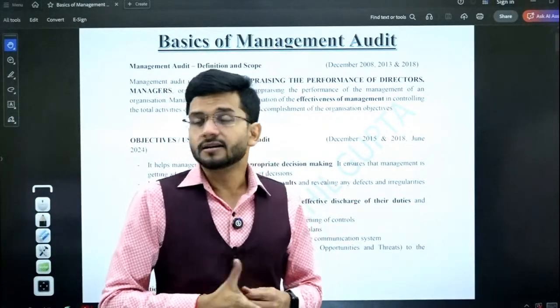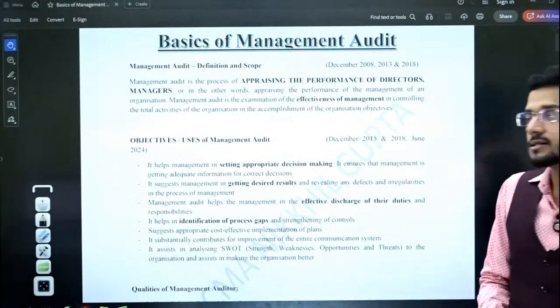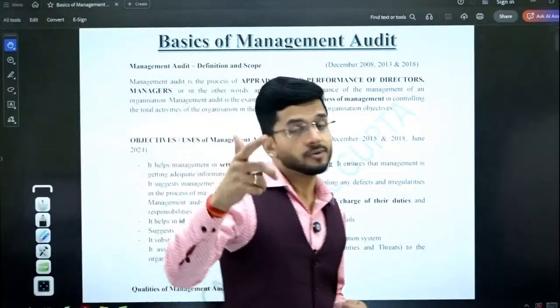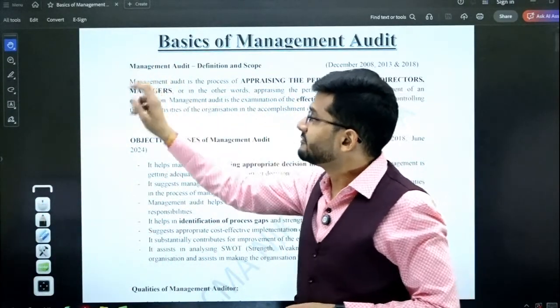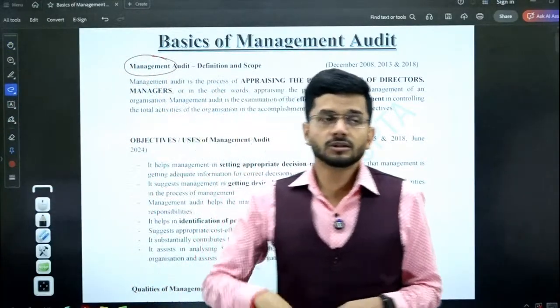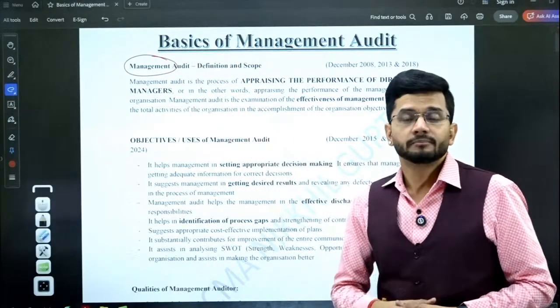So to ensure that decision making goes correctly, and to ensure that at the right time stakeholders are cautioned of any red flags in the management, this management audit is done. This management audit focuses on the management of an organization, how the senior level management is working. That is the aim of this particular audit.